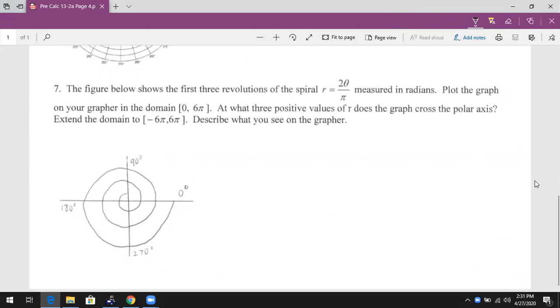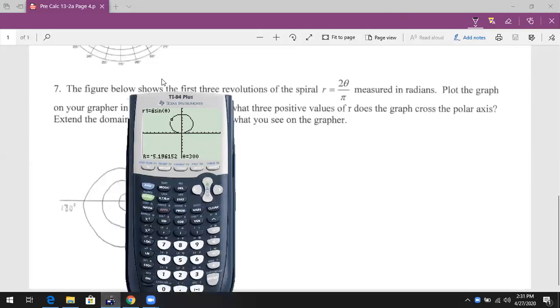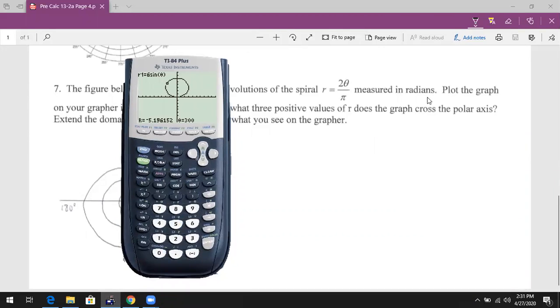The problem says the figure below shows the first 3 revolutions of the spiral r equals 2 theta over pi, measured in radians. Plot the graph on your grapher in the domain 0 to 6 pi. All right, let's do that first. So here's our grapher. Notice they say we're measured in radians, so let's switch this to radians. We'll go y equals, clear out what's there, 2 theta divided by pi.